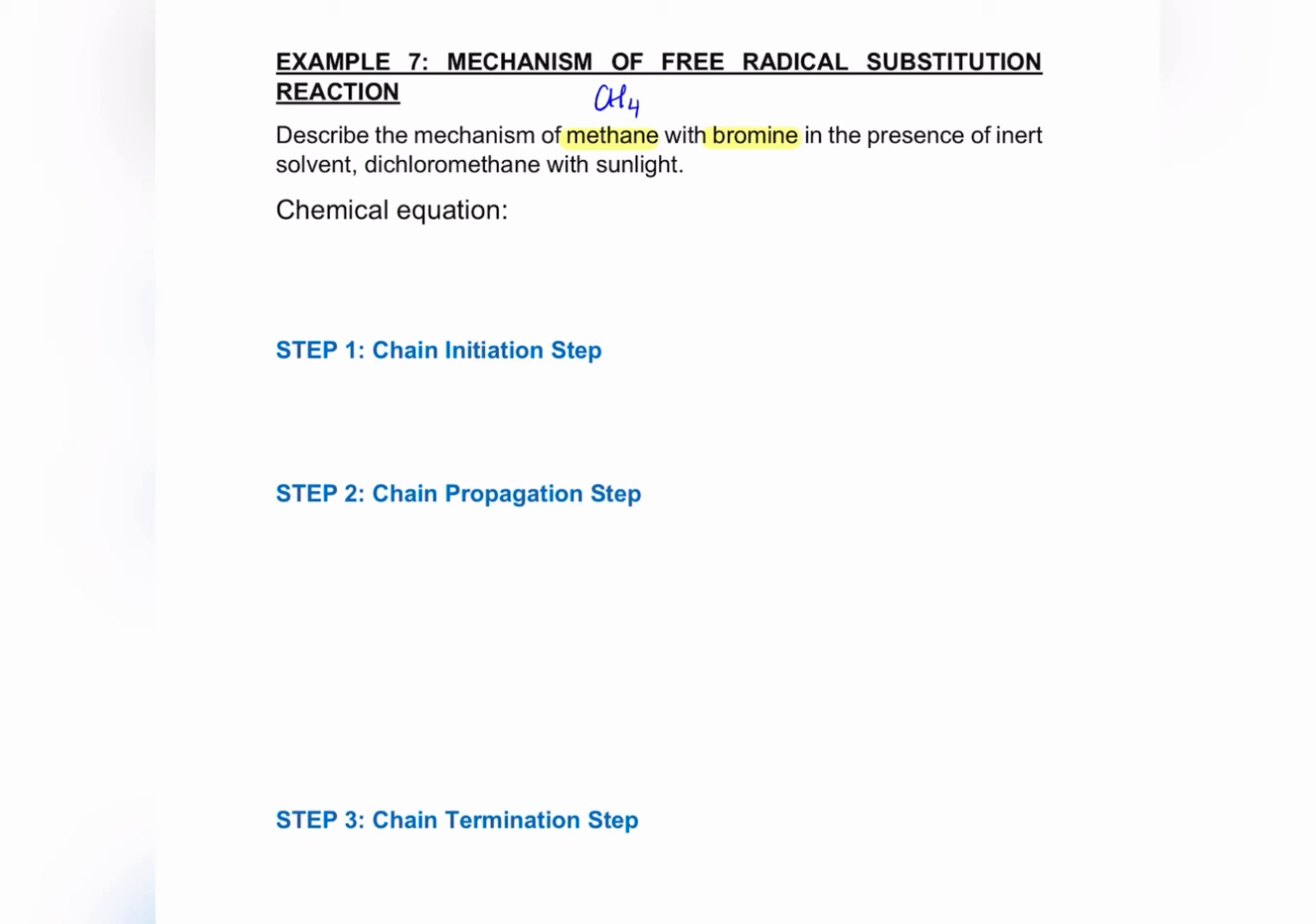So it means that you are going to react methane with bromine molecule, Br2, in the presence of inert solvent with sunlight. When you do the free radical substitution, usually you will use one extra inert solvent, dichloromethane, with a compulsory condition under sunlight. I hope you still remember the organic solvent dichloromethane that I taught you in the previous video.